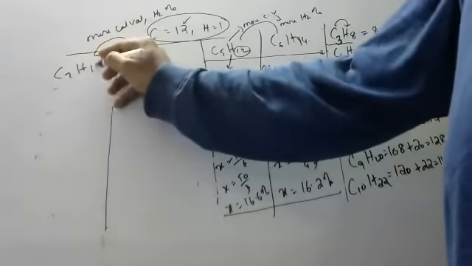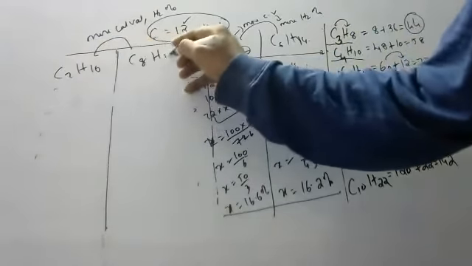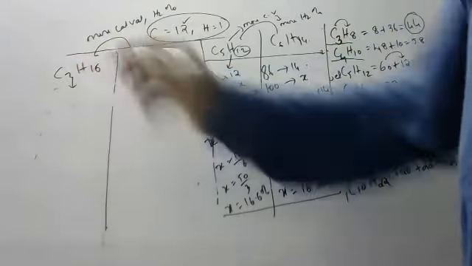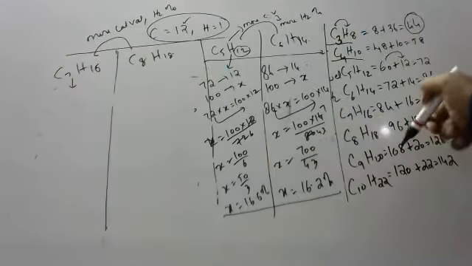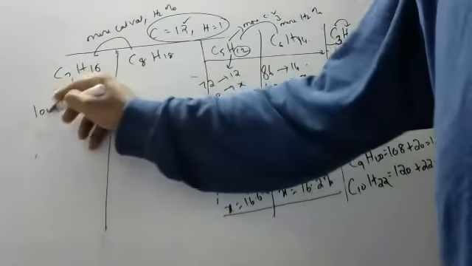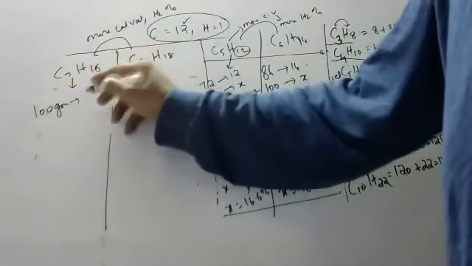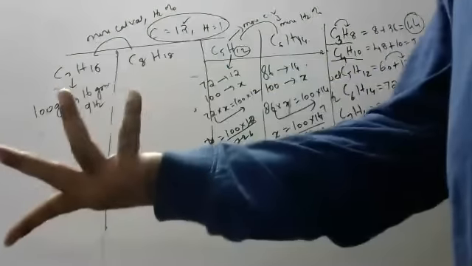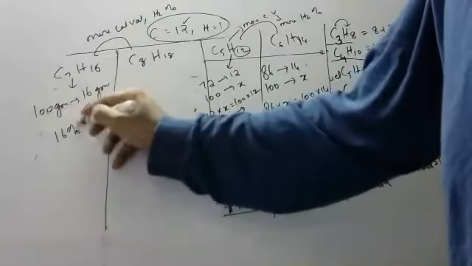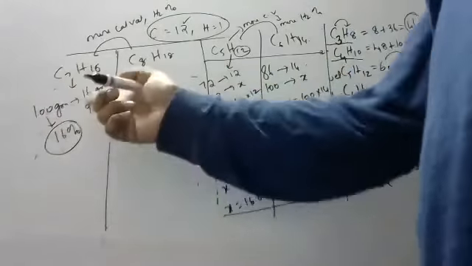C7H16 is heptane, C8H18 is octane. Raghuram, what is the hydrogen percentage of C7H16? Sir, 100 grams of heptane has 16 grams of hydrogen. That means it is 16% only, because directly 100 grams has 16 grams.